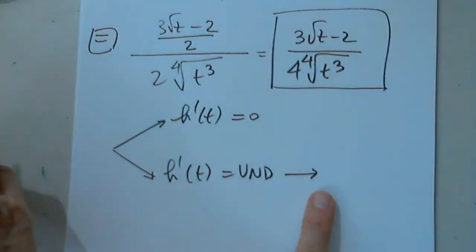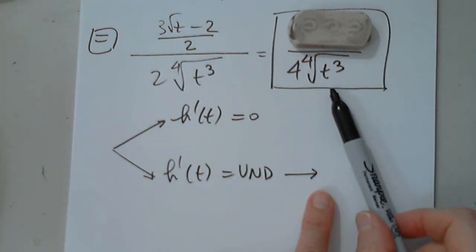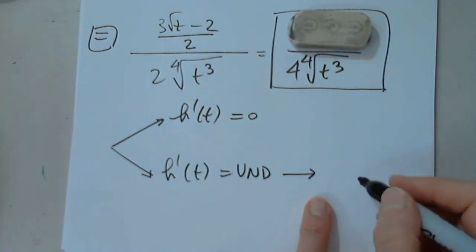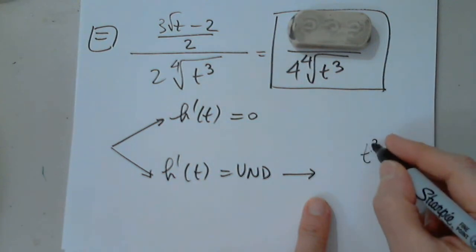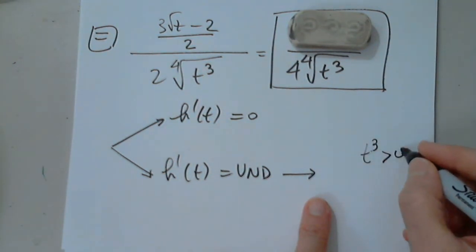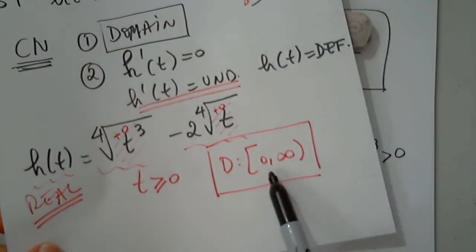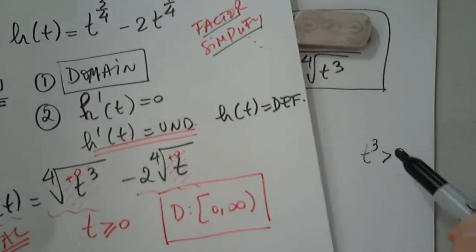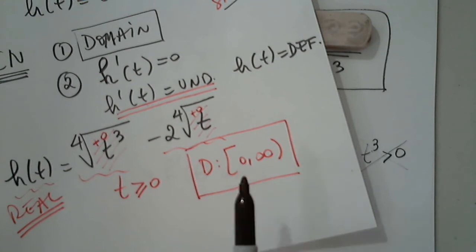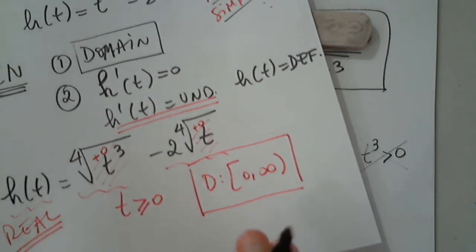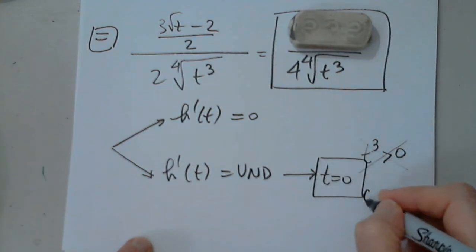When is this undefined? When the denominator is 0. Yes. Why wouldn't you say t cubed greater than 0? I know why you didn't, because we already established that the domain is 0 to infinity. There is no need to write something like this. We already know t is always a positive number. But what we have to write is indeed t equals 0. This is a critical number.